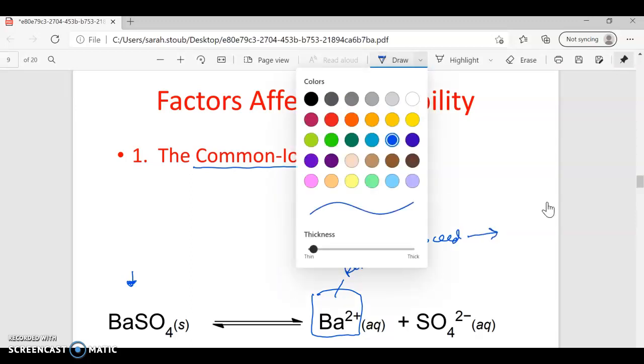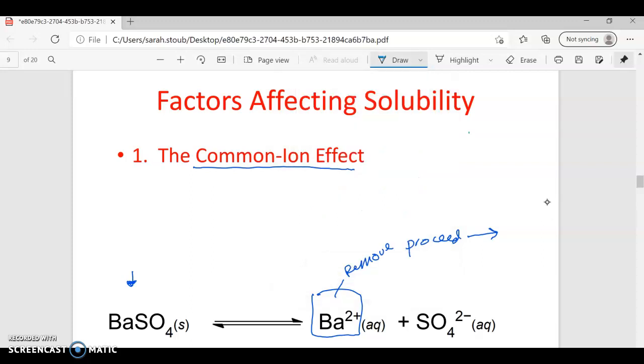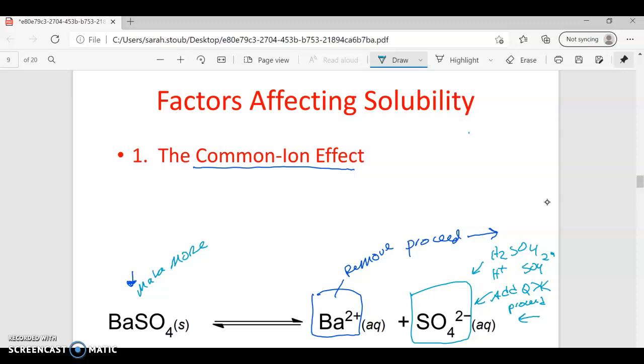A different way I could do it, if I wanted to make it less soluble, in other words, I wanted to make more solid, then I'll have to put in more of the ions. If I add more ions, like let's say I'll add H2SO4, that's an acid, what I'm really adding there is H pluses and SO4 ions. So suddenly if I add more SO4 ions, there are too many of these, my Q is greater than my K, so it'll have to proceed to remake equilibrium. In other words, it'll proceed to make more reactants in that case. Thus I will get more solid.